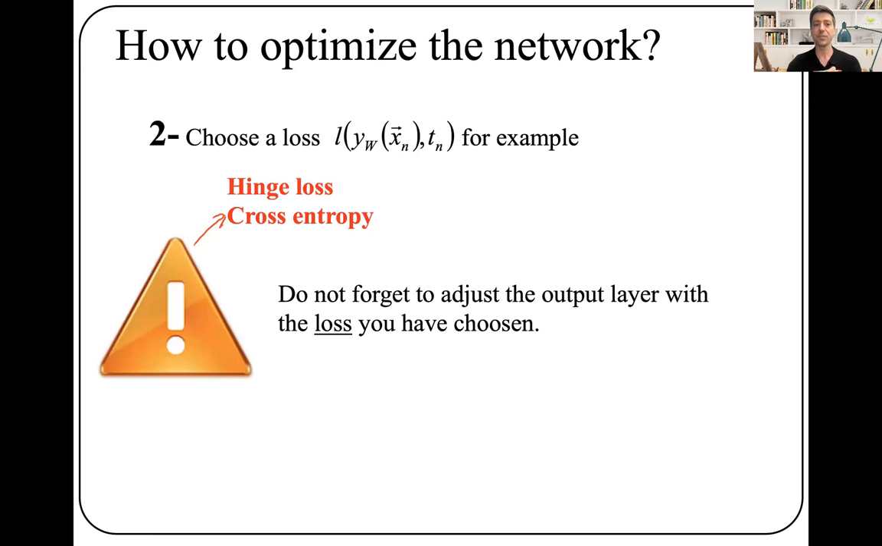And of course, depending on the loss function that we choose, we have to adjust the output layer of our network. For example, if we use a cross entropy, cross entropy assumes that the output is a distribution, and therefore to obtain a distribution, we have to use either the sigmoid in a two-class problem, or the softmax in the more general K-class classification problem.